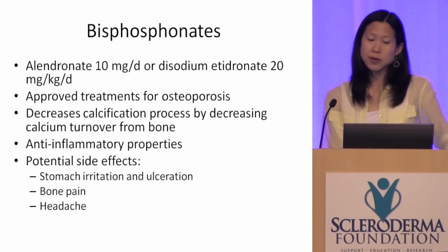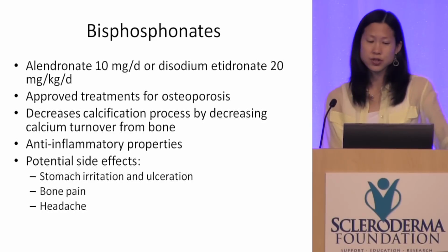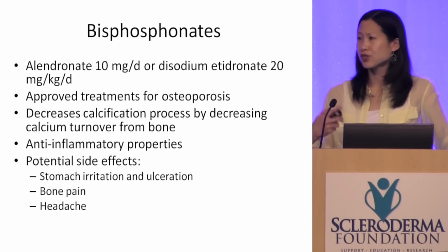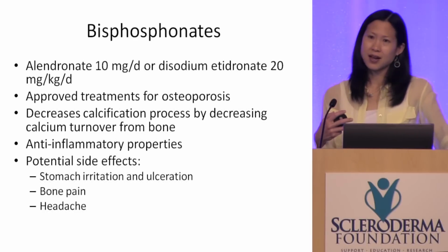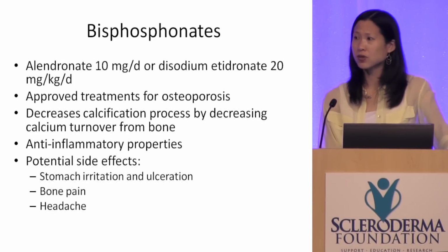Bisphosphonates also have some anti-inflammatory properties, so it could also be decreasing the inflammation surrounding the calcinosis. And potential side effects can lead to stomach irritation or ulceration, and that's why you're instructed to sit upright for 30 minutes, empty stomach, trying not to worsen your reflux by taking these medications. Bisphosphonates are also associated with bone pain and can also lead to headaches.